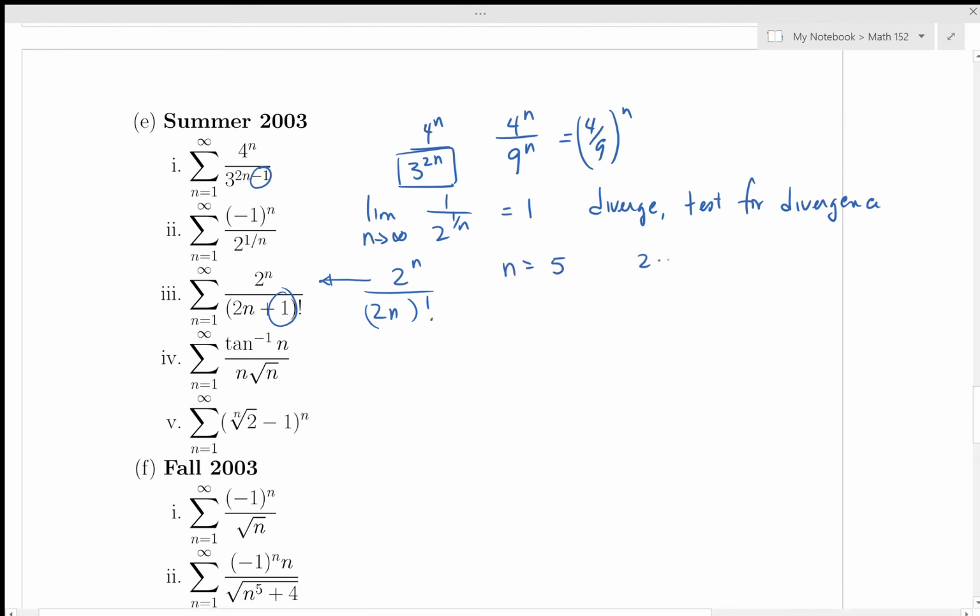This would be 2 times 2 times 2 times 2 times 2, 5 of them. And then 2n factorial would be 10 factorial: 10 times 9 times 8 times 7 times 6 times 5 times 4 times 3 times 2 times 1. You can see it's just going to get worse, in that this thing is going to get bigger and bigger. Of course, exponential growth is still fast, but not as fast as this factorial. So you would expect convergence, and when you see those factorials, again, a ratio test.